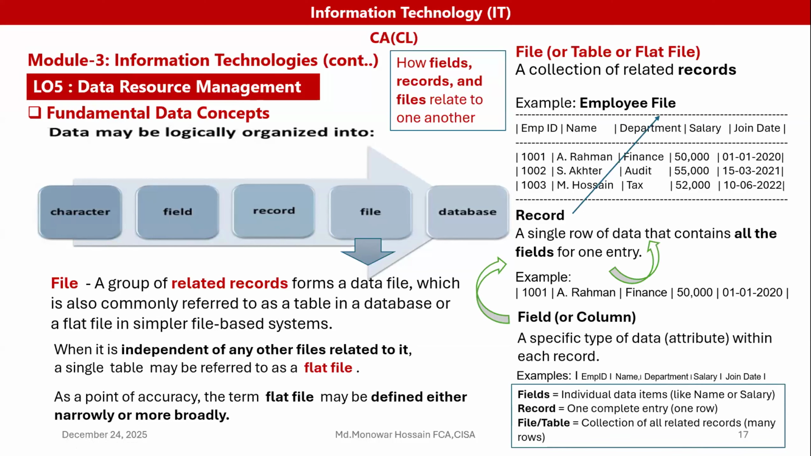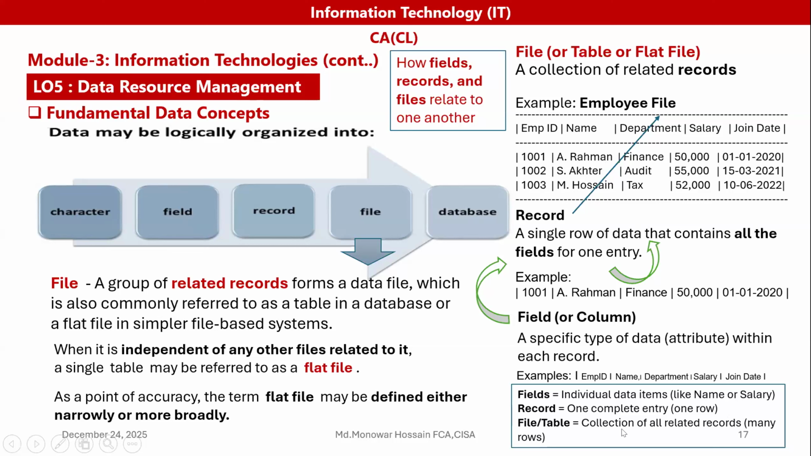So what we have to understand is that a field means an individual data item, like a name. A record means one complete entry, one row. For example, Mr. S. Akhtar working in the audit department, basic salary 55,000, with a joining date. M. Hossain working in the Department of Taxes, with basic salary and joining date. A total row is one complete entry, and that is the record, such as Mr. Akhtar or S. Rahman, etc.